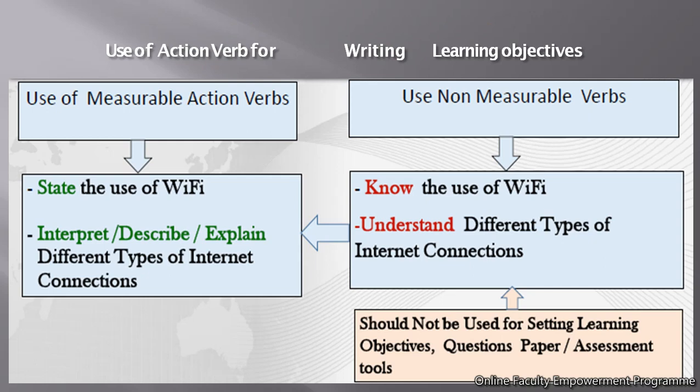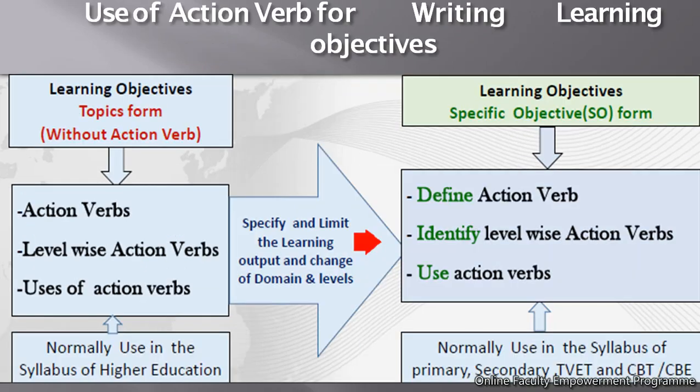Some simple examples: state the use of Wi-Fi, explain the different types of internet connection. That is the best way to use the action verb. So whenever you are using measurable action verbs, automatically the critical thinking power of the student will also increase. Always we need to start from the learning objectives. Whenever action verbs are included, you are supposed to choose level wise action verbs.